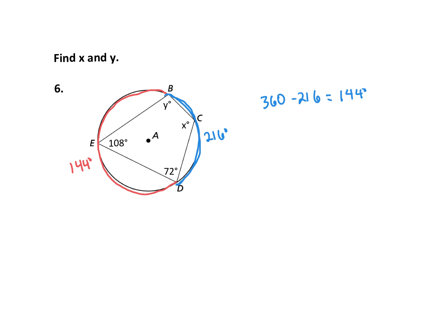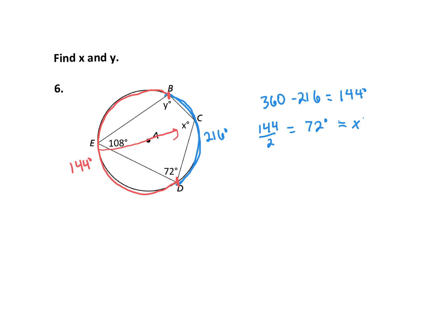Angle X is an inscribed angle of the 144 degrees. If you notice that angle X is on the other side and its points start at the 144. So we take the 144 and we half it. That gives us 72 degrees, which is X.